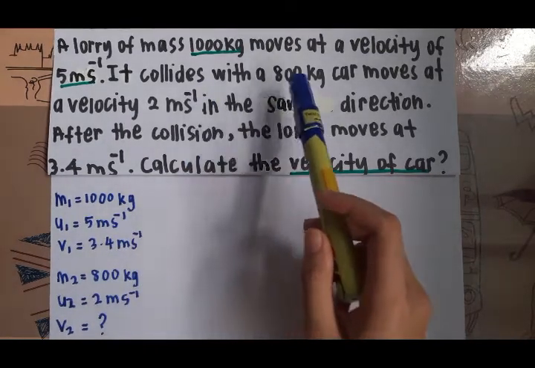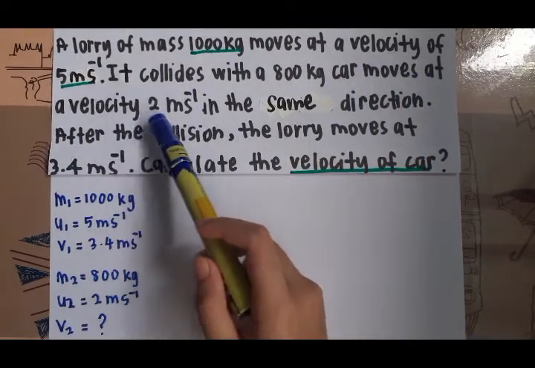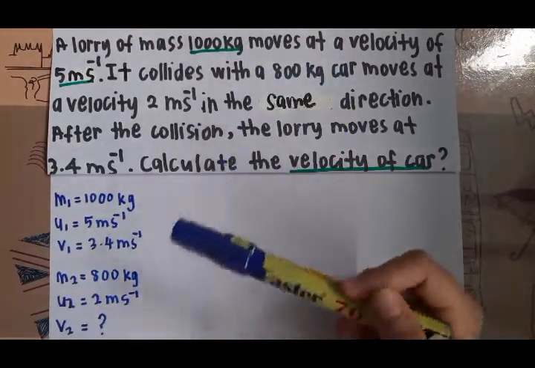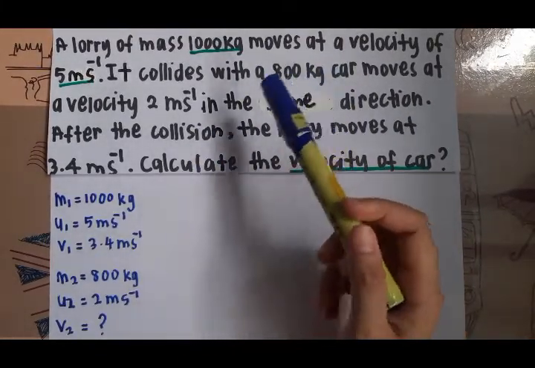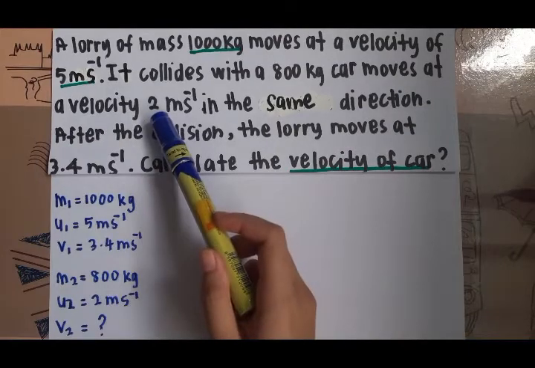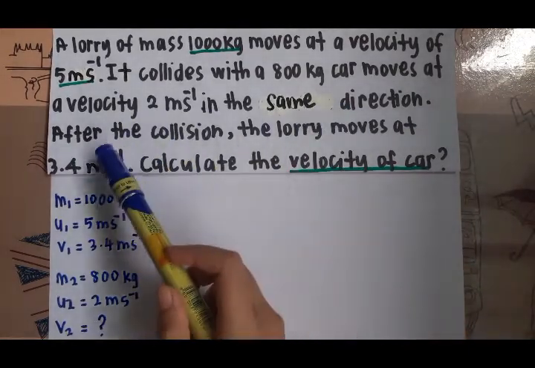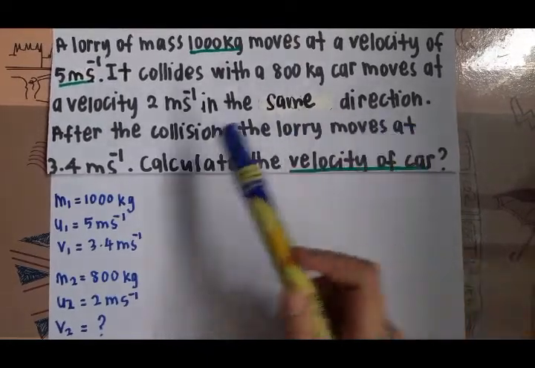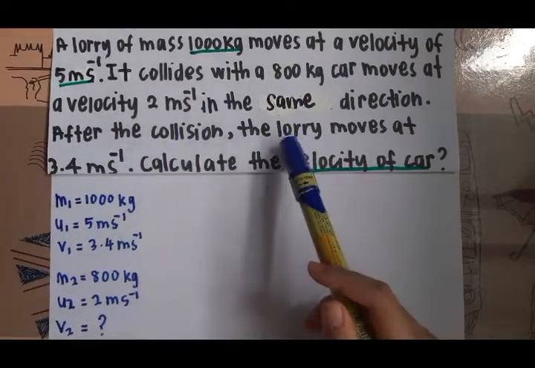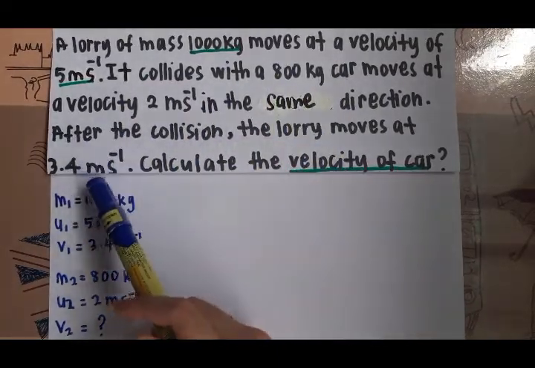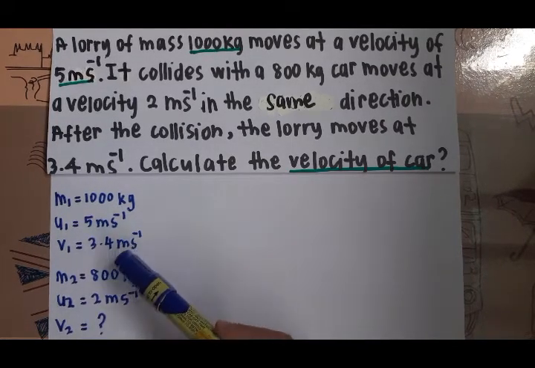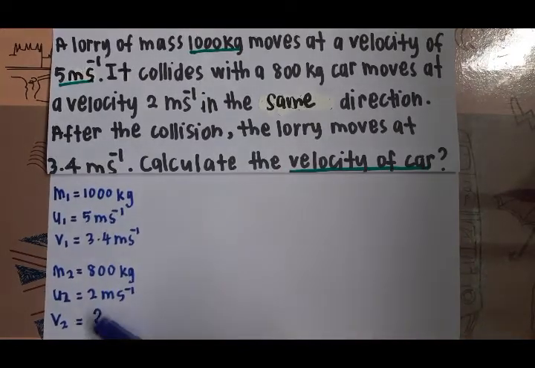It collides with an 800 kg car, which moves at a velocity of 2 meter per second in the same direction. So we know that the car is the second object in this question. We can label the mass of the car as m2 = 800 kg, and the initial velocity of the car is 2 meter per second. Okay, after the collision, the lorry moves at 3.4 meter per second. It means that the final velocity of the lorry after the collision is 3.4, so we label it as v1 = 3.4 meter per second. Calculate the velocity of the car. So we need to find v2.